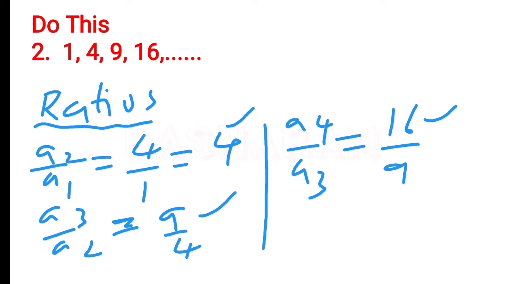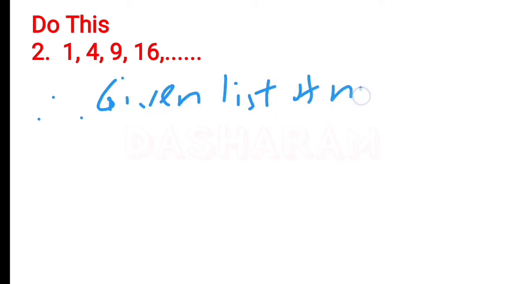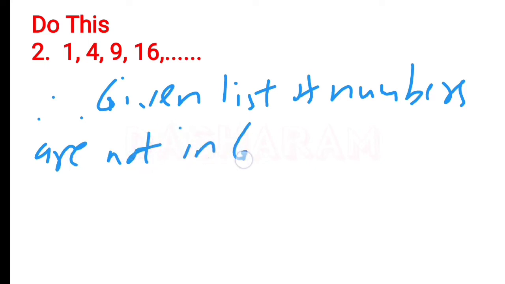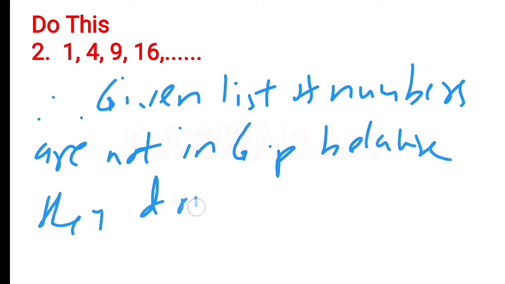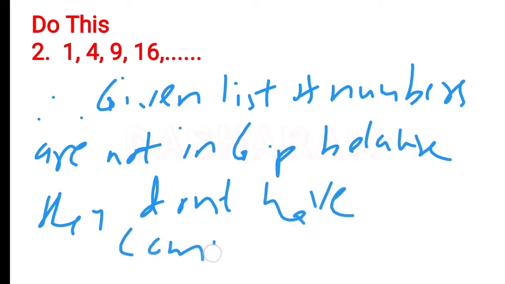Okay, then the given list of numbers are not in geometric progression because they don't have a common ratio. So this is the conclusion you have to write.